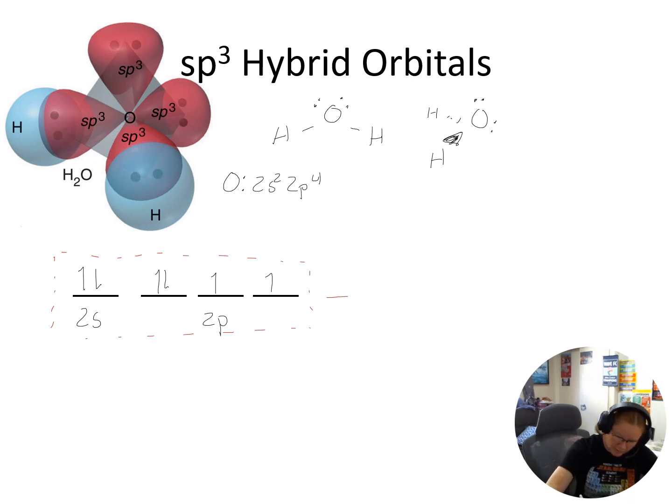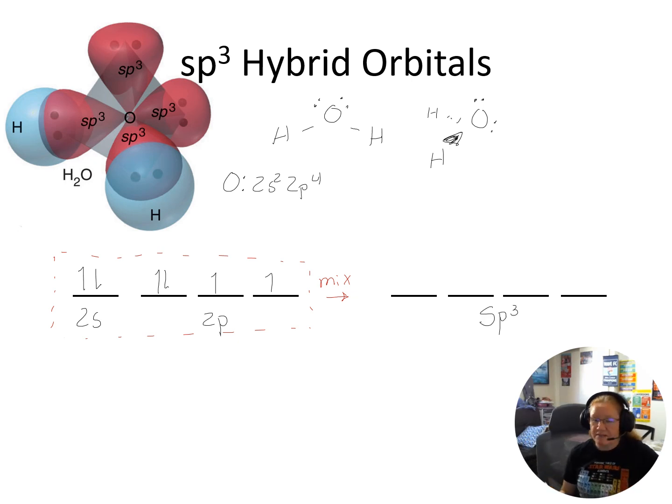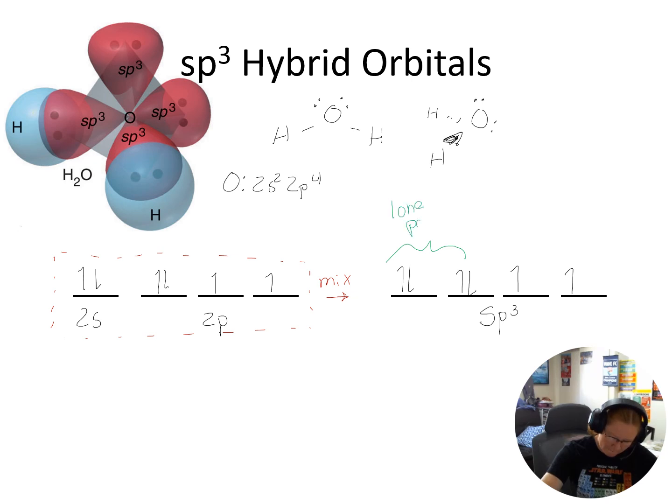We'll take all of those for a mix. Okay. And again, we have our sp3. So now I have 6 valence electrons that I need to distribute. 1, 2, 3, 4, 5, 6. So I have 2 sets that are paired up, lone pairs. And then I have these right here for bonding.